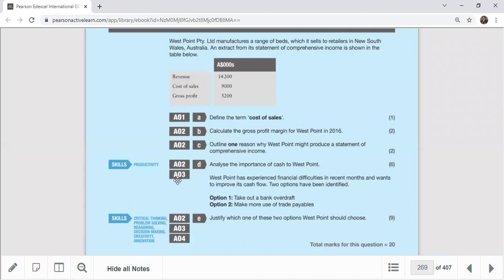AO2 and AO3. What is it? This is a productivity based question. Importance of cash flow. Importance of the cash to the West Point. Productivity of the cash flow. And then 9 mark question.